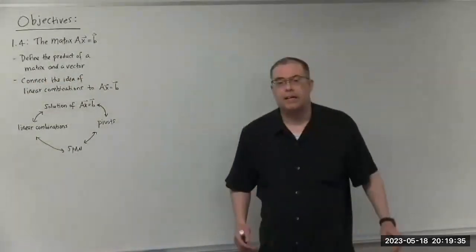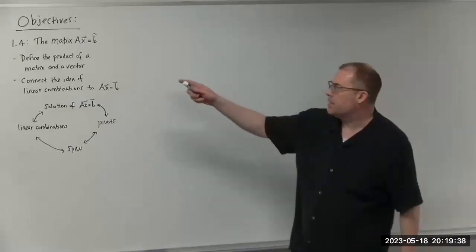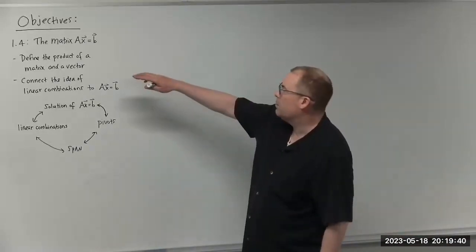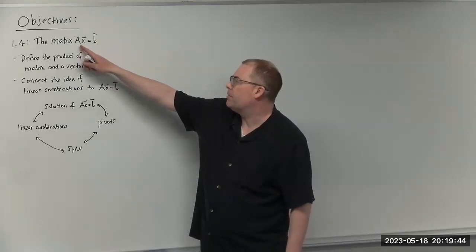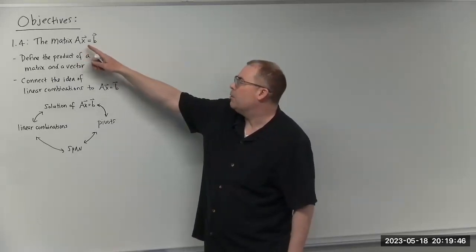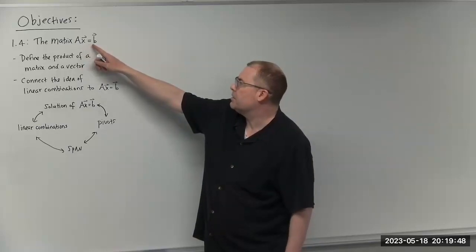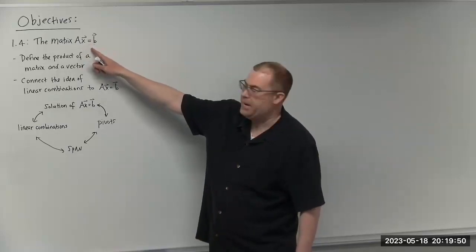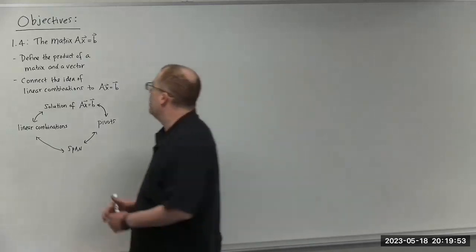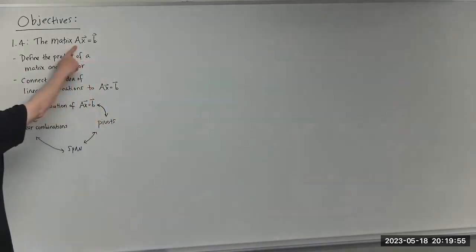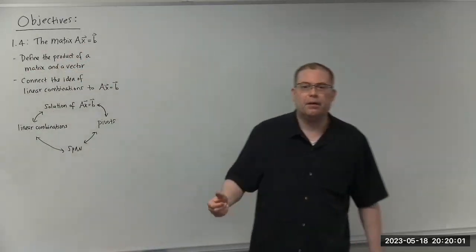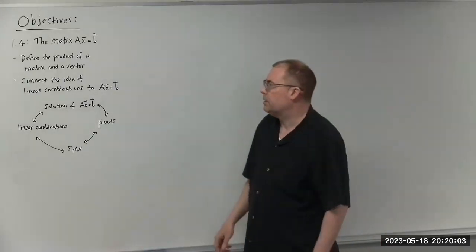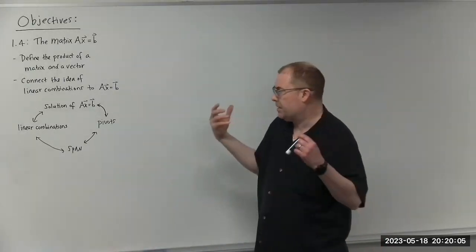All right, so in this video, I'm going to talk about section 1.4, which is all about the matrix system here that you see, where you have the matrix A multiplied by the vector X, and that's going to equal the vector B. Okay, so obviously here we have a product of the matrix and the vector. So we'll define what that is, and then we'll go through an example of how to do that.